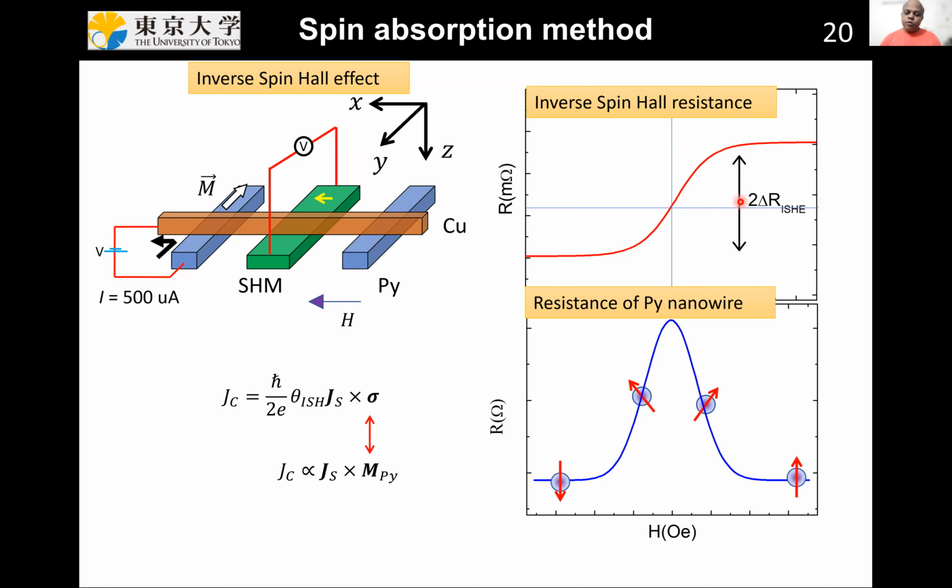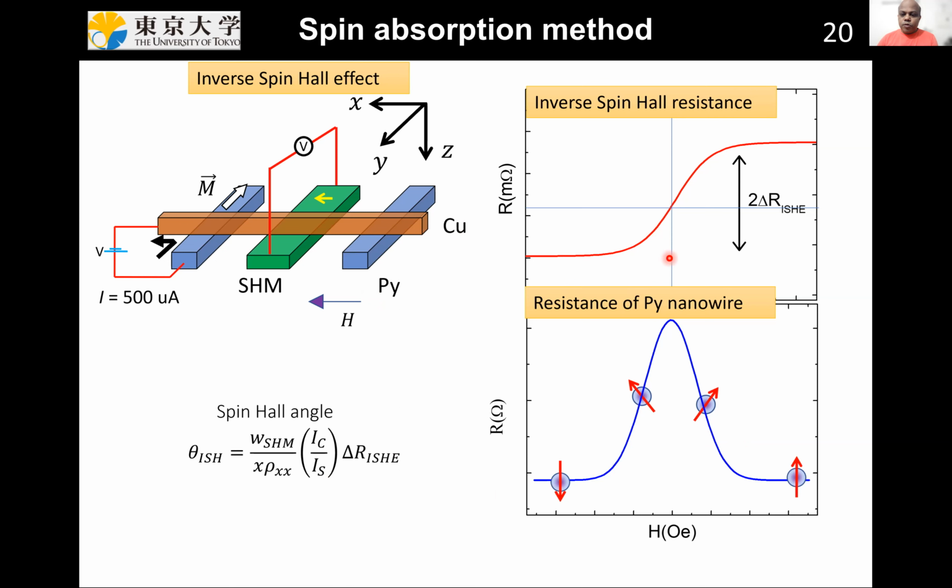The difference between these two resistances we call the inverse spin Hall signal. And if you know the inverse spin Hall signal, you can determine the spin Hall angle using this equation over here. Usually, we also measure the AMR of this permalloy nanowire and superimpose it onto the spin Hall signal to confirm that we are actually changing the spin polarization direction of the ferromagnet, and that they match your inverse spin Hall signal.